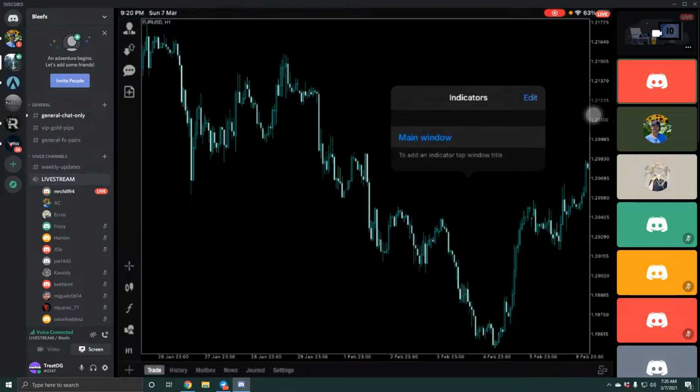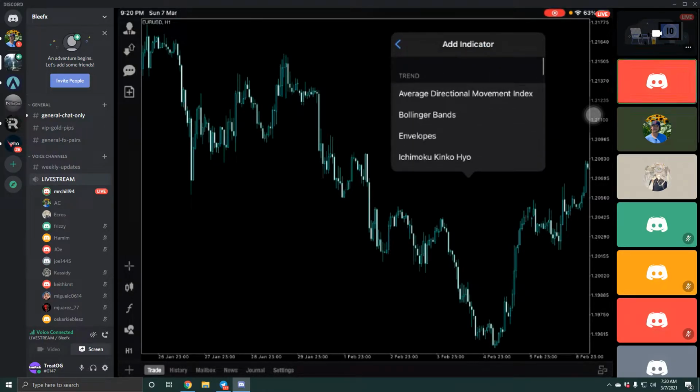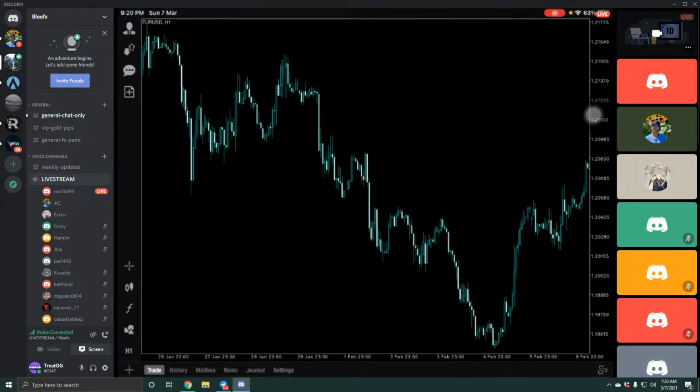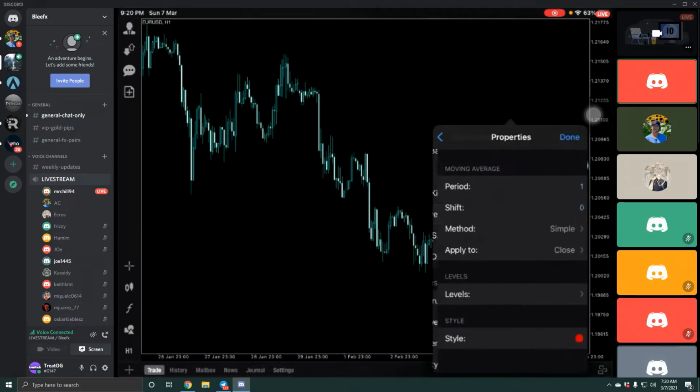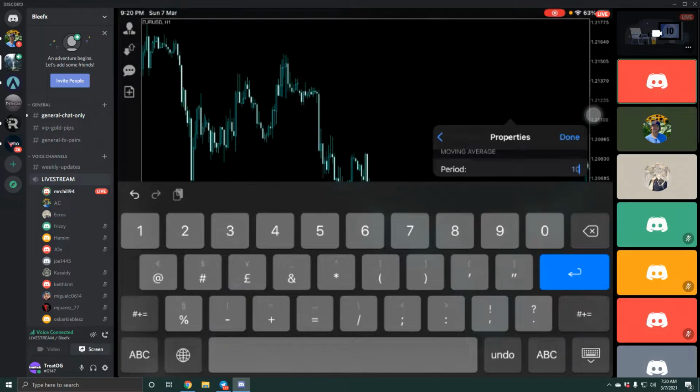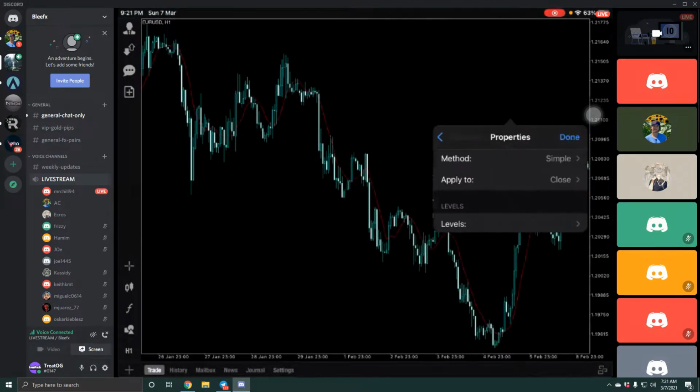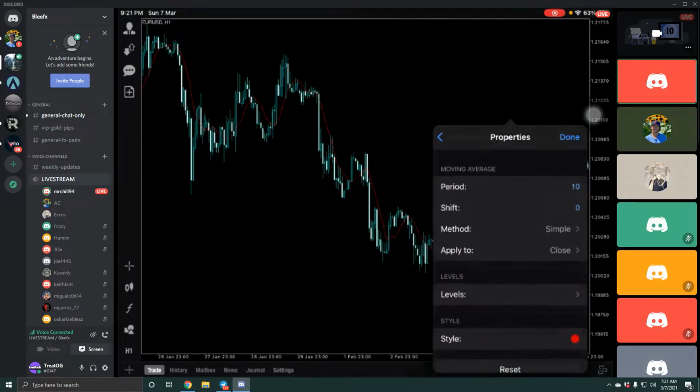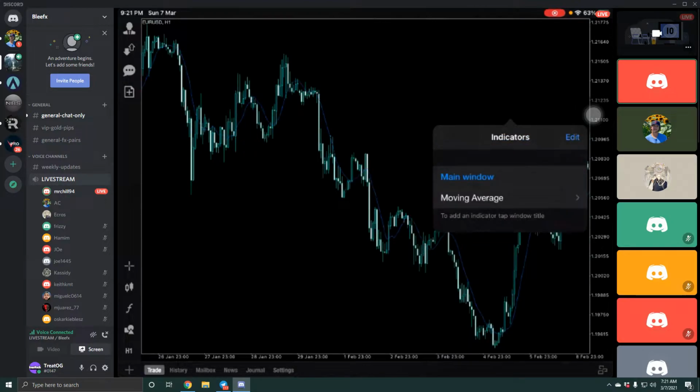You go to function, you go to main window, you go to your moving average. You choose your 10, which is your blue number 1. I make my 10 blue if you guys want to do that. It doesn't really matter, it's based on your preference. If you like it blue, you like it blue. Okay, then you're done. You get your number 1 blue.